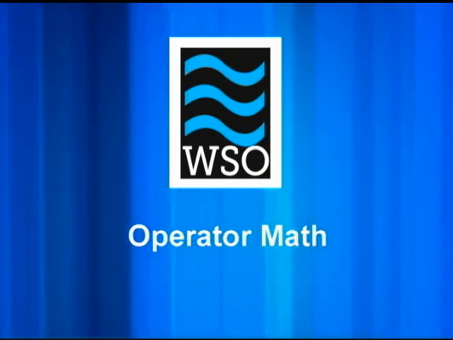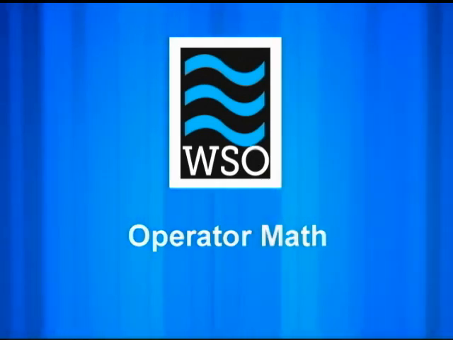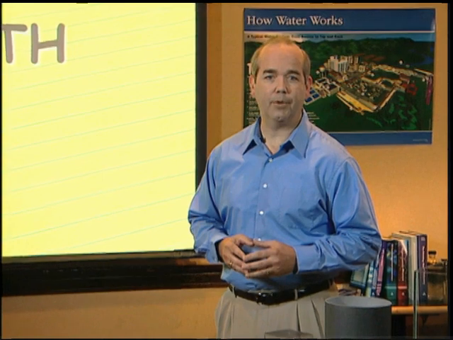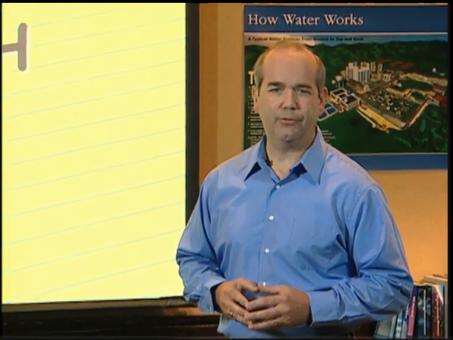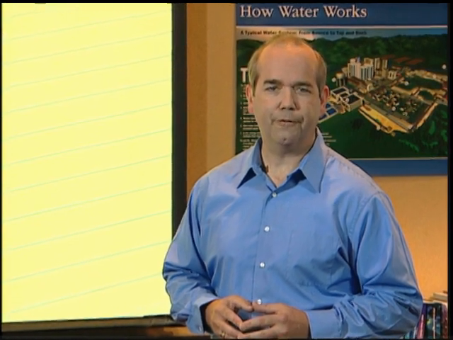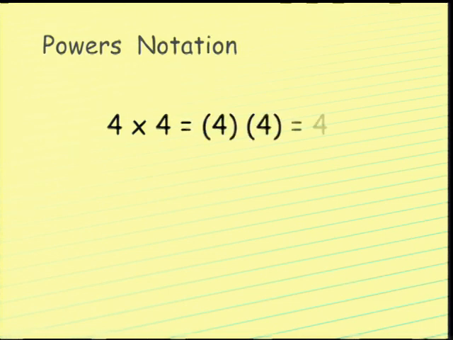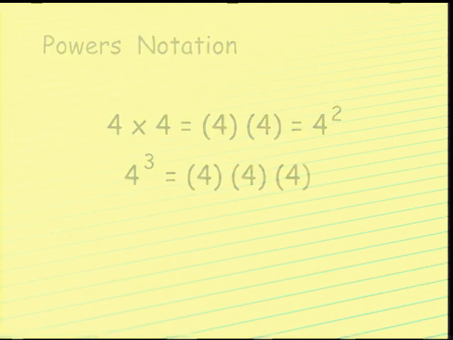Let's start with a few math basics and terms that are necessary when working with water operations and calculations. This material will be reviewed for some viewers, so we'll move through it fairly quickly. For example, power's notation is really just a shorthand way to show multiplication. 4 times 4 can be expressed as 4 to the second power, or 4 squared. 4 to the third power, or 4 cubed, is 4 times 4 times 4.